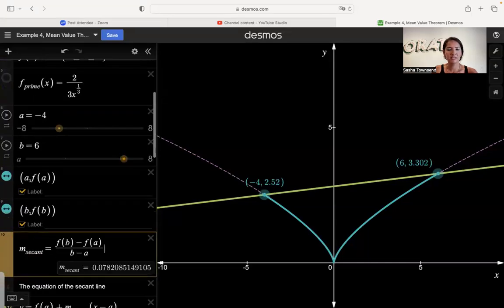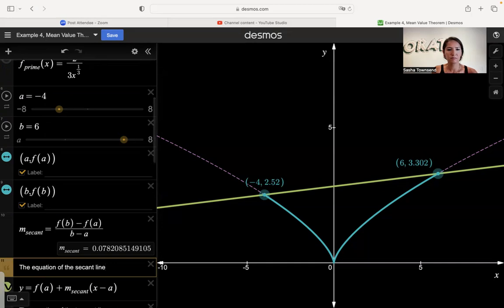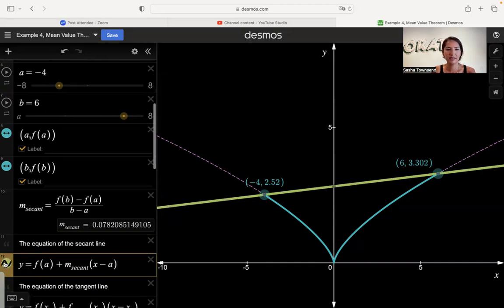And if we compute the slope of the secant line, it turns out to be approximately 0.078. And the equation of the secant line is just the y value at x equals a plus the slope of the secant times x minus a. So change in y over change in x times change in x gives us change in y, plus the original y is the new y value. And so we get that as the equation for the secant line. We say the mean value theorem should not apply on this interval because we've got this cusp here. We know that the derivative is undefined at x equals 0.